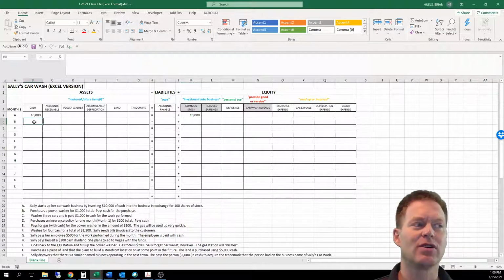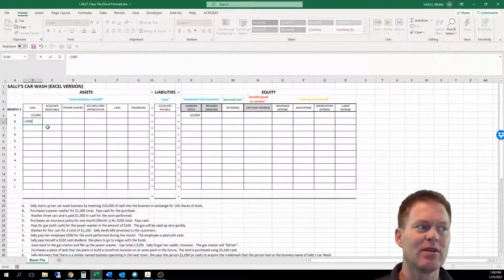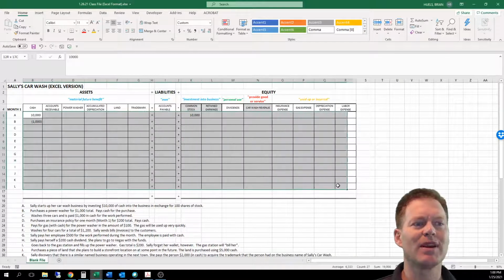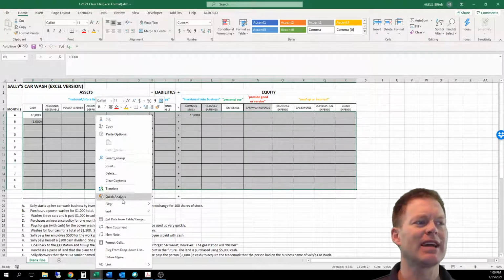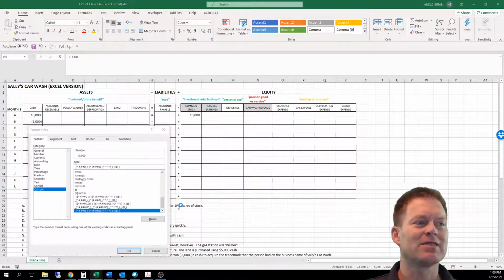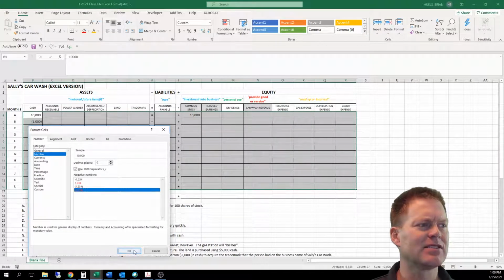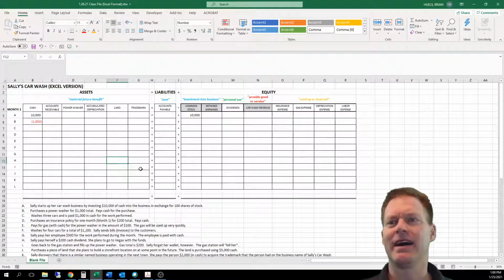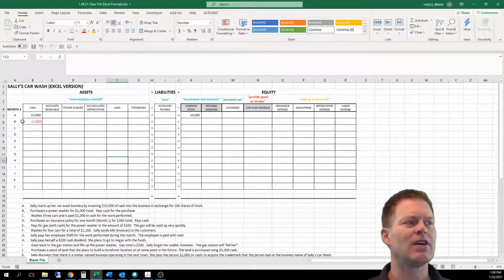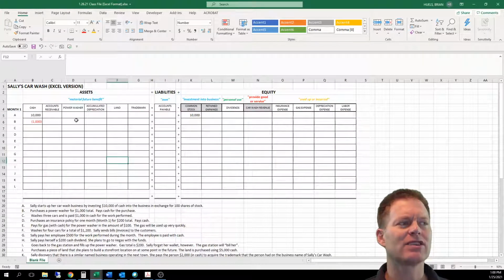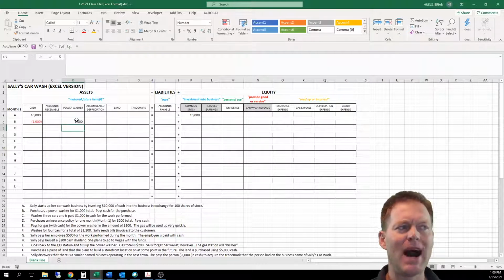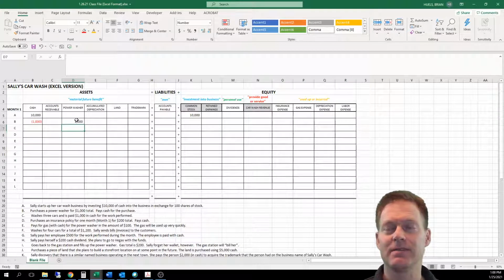Pay cash. Okay, well in accounting, when we show a negative number, we're going to put it in brackets. And I'm going to go ahead and just quickly kind of format this so that they're red. Hopefully that will make it a little easier to see. Okay, so we've got cash going down. Well, why did cash go down? Well, because we got a power washer that's going to benefit us in the future.